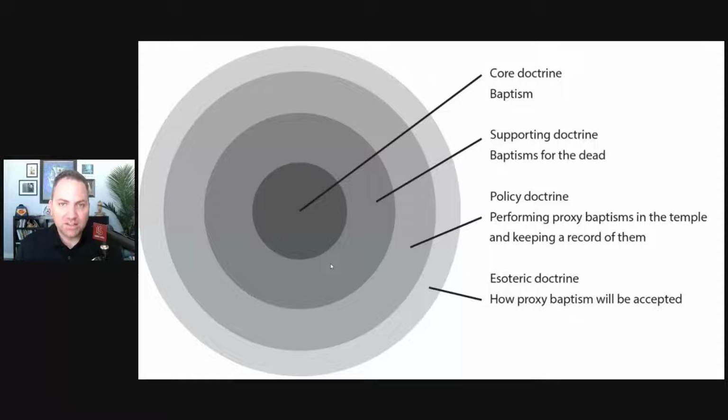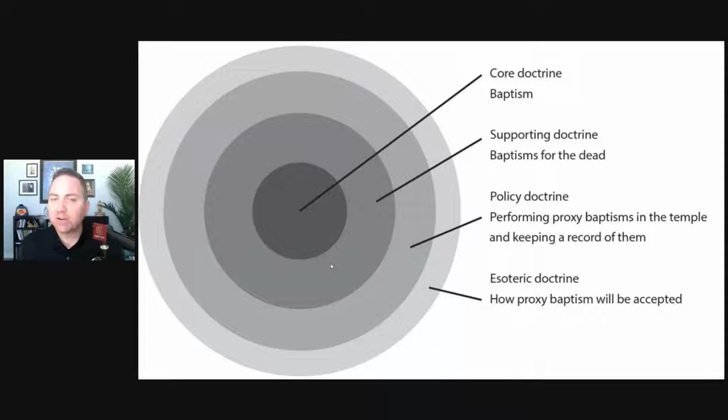And then we have policy doctrines, obviously performing proxy baptisms in temples. The first baptism for the dead was not done in a temple, it was done in a river. And again, that doesn't mean it was invalid. It was just handled a different way. And so today, if you want to do proxy baptisms, you're going to go to a temple to do that and keep a record of them. That's a policy doctrine that could change and has changed.